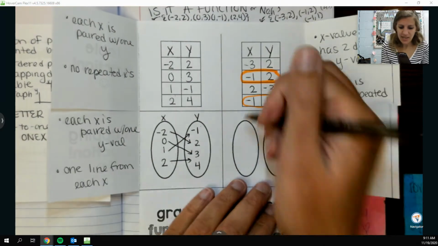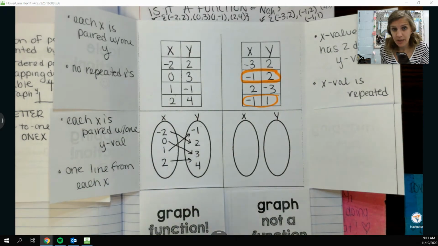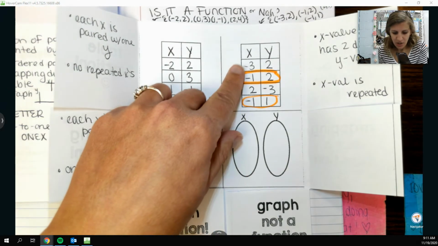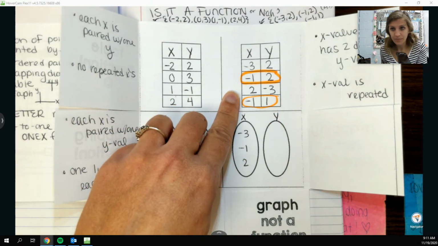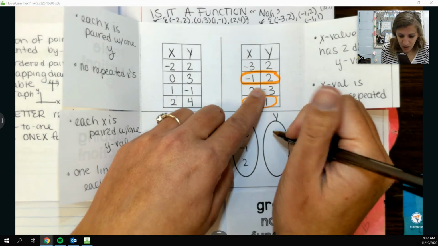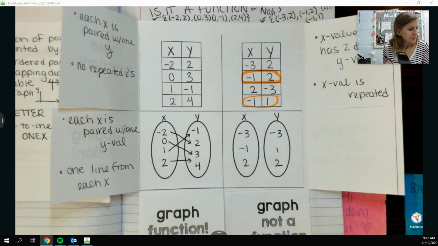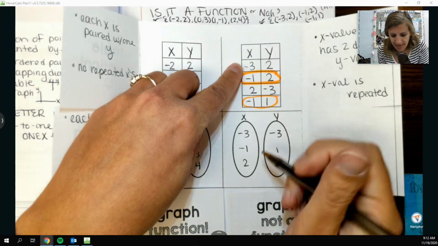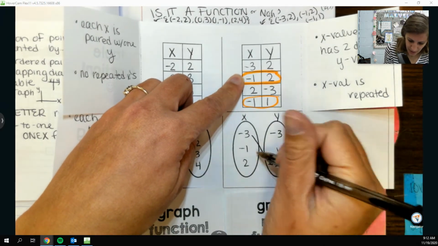Okay, so same deal over here. We've got our x and our y bubbles. And I like to, again, put them in numerical order. And I'm only going to write the number once. I don't need to write it multiple times. So we've got -3, -1, and 2. And then over here in numerical order, I've got -3, 1, and 2. So if I draw my relation now, like who goes with who, -3 goes with 2. -1 goes with 2.